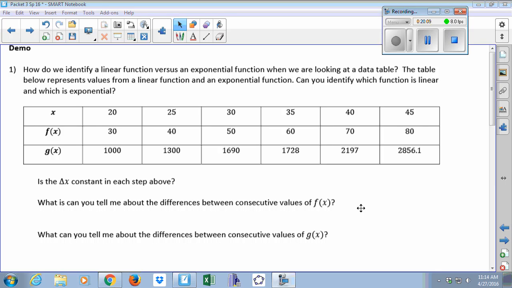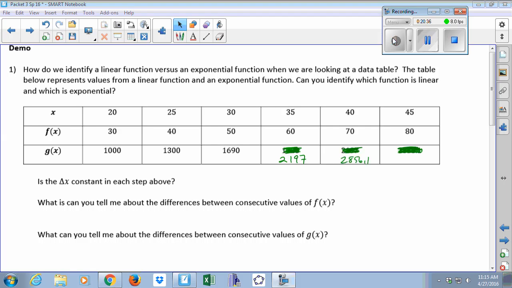I also want to point out there is a slight error in my table that I thought we caught before we printed this out, but I noticed today that we didn't. So if you would just make this correction in your table: take out this 1728 that's there, and the number that comes after it, the 2197, actually belongs with 35.